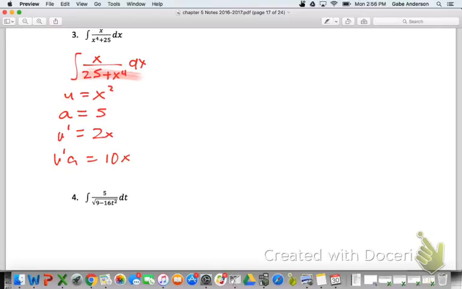So there's been a mistake. And so the top needs to be multiplied by 10, and the outside needs to be multiplied by 1/10. Now that we've done that, the integrand perfectly fits the arctangent pattern, and we can jump straight to the answer of 1/10 arctangent of x squared over 5 plus c. And we're done.